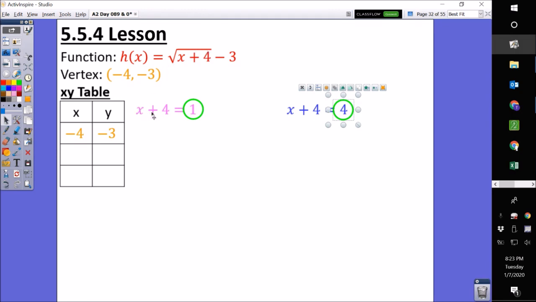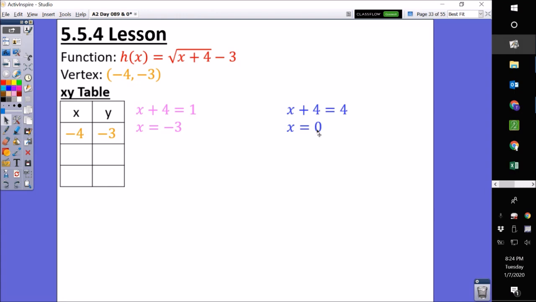So let's work on x plus 4 equal to 1. Once you solve for the x values for these two, x plus 4 equal to 1 and x plus 4 equal to 4, you will get the next two x values, which we're going to put right here. For x plus 4 equal to 1, when you solve for x, you're going to get negative 3. And for x plus 4 equal to 4, when you solve for x, you're going to get x equal to 0. Now, I would suggest writing out the work so that you can get the proper x value.